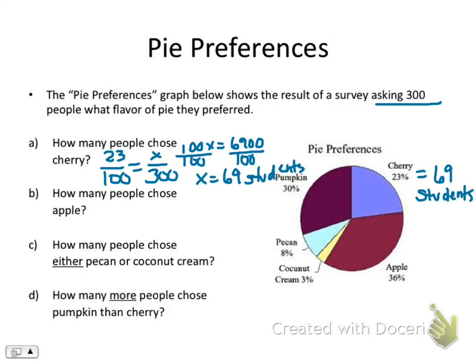Okay. Looking at B, how many people chose, and here I am thinking that it's students again, it's just people. Maybe they aren't students, but that's okay. How many people chose apple? We have 36%. So 36% of 300 is what we're being asked. So 36 over 100 is the percent ratio. The part out of 300 that like apple are represented by this proportion, and we can cross multiply to get this equation.